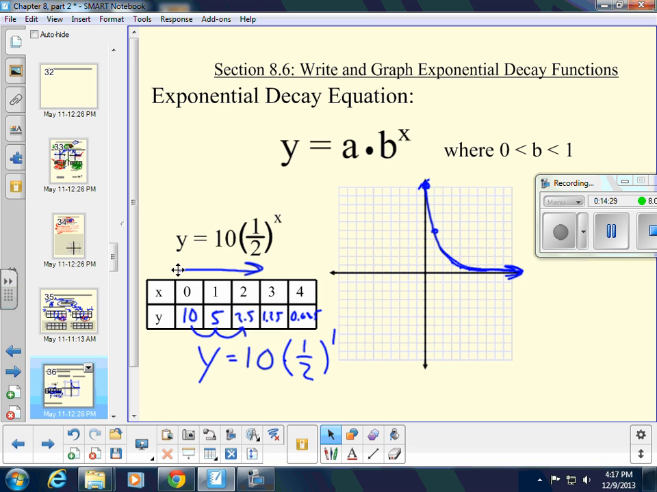So there's an example of what exponential decay functions look like and how we can work with them. Again, similar to exponential growth, these are some things we can do similar to that concept. But with exponential decay, we're starting off with some number and decreasing from there, and that's what our equation will do.